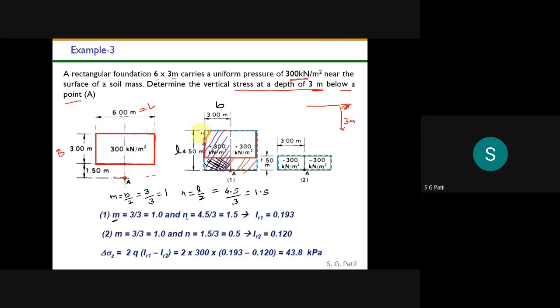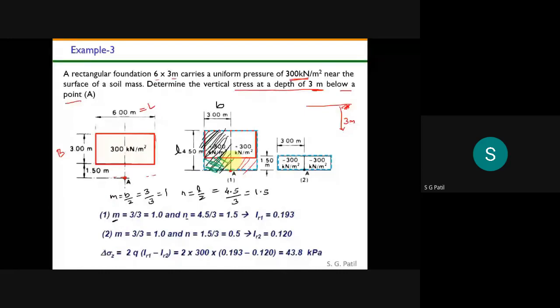Okay, so let me erase this once again. What I did now, I calculated for this area. In this area, how much area I should deduct? This much area I should deduct, right? So now I will calculate the load intensity due to this smaller rectangle.